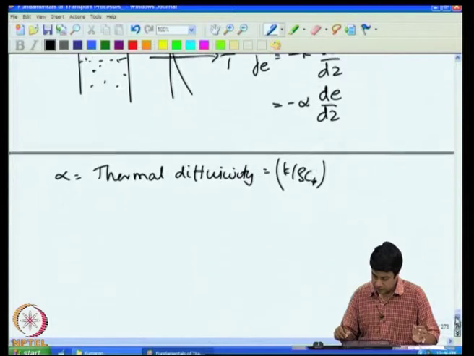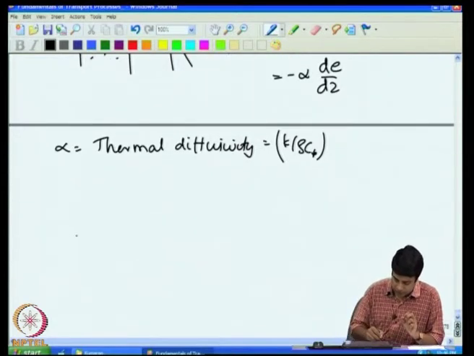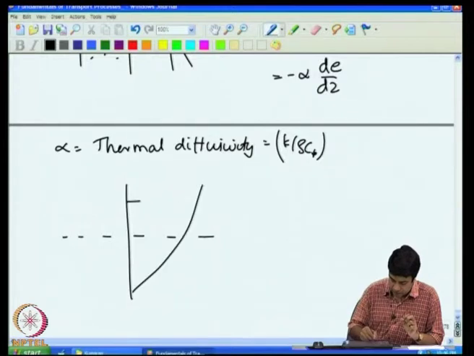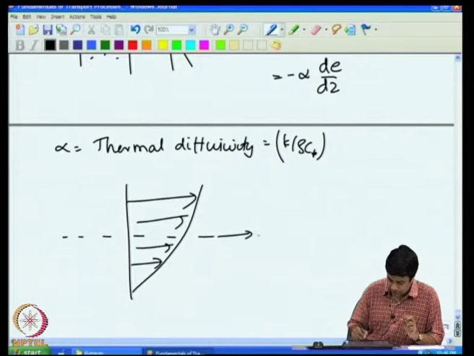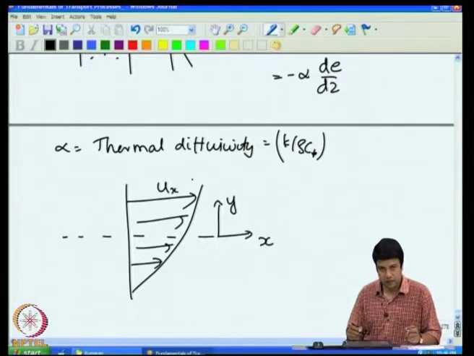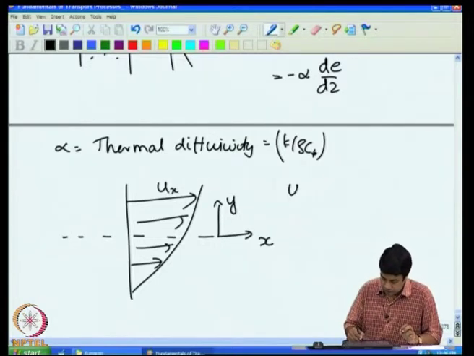And finally, the diffusion of momentum, we consider a surface across which there is a net velocity. So, this is the x direction, this was the y direction, and I had a velocity Ux which was a function of y. Ux is a function of y.